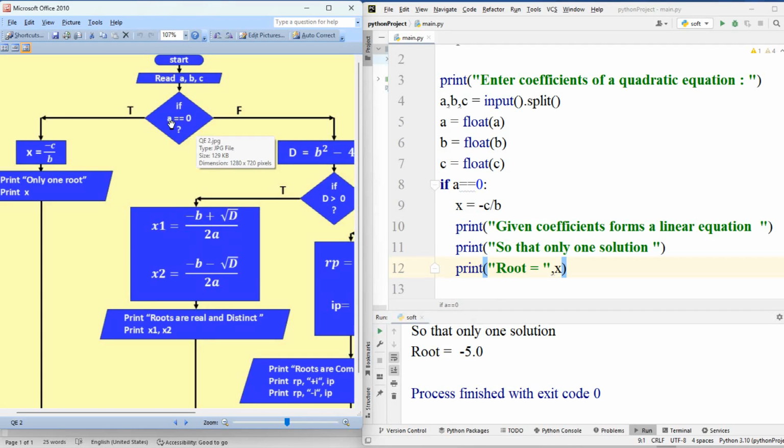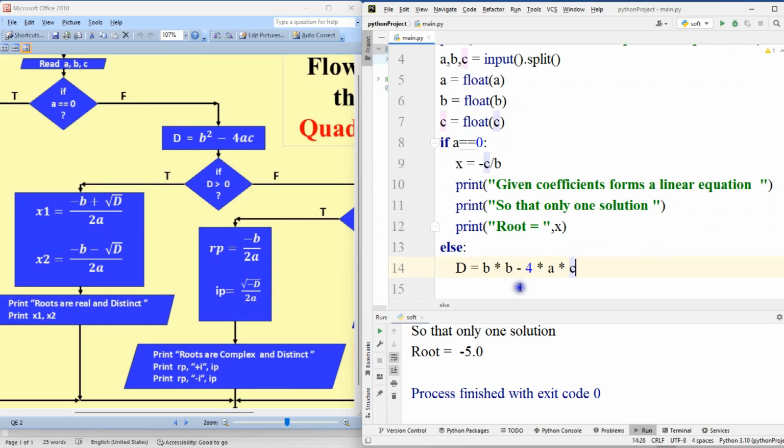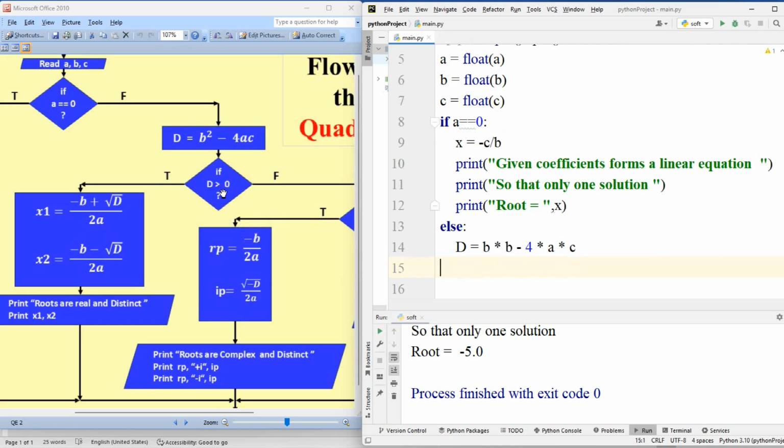Next, let us move on to the next part. If a is equal to 0 is false, then what? Then we have to find the value of d using this expression. In the program, in the else part, we find the value of d using this expression. After finding the value of d, we have to check whether the value of d is greater than 0 or not. For that purpose, let us go for an if statement. If the d value is greater than 0, if it is true, then x1 is equal to this, and x2 is equal to this.